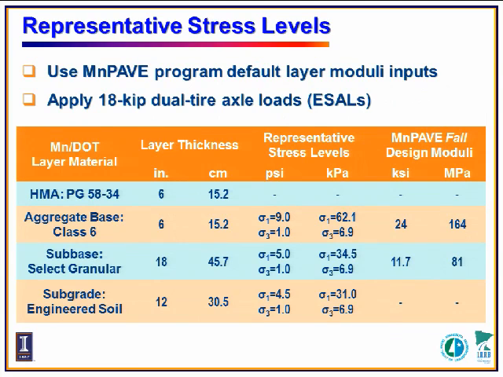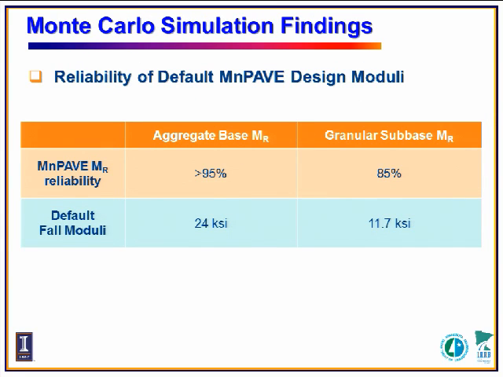Because we have two stress terms in that resilient modulus constitutive model, we calculate the representative stress levels in the base layer and subbase layer using the MnPAVE program. This table shows the typical pavement structure used in Minnesota. And also shown are the representative stress levels calculated. Instead of elaborating the details, here I just show the final results.